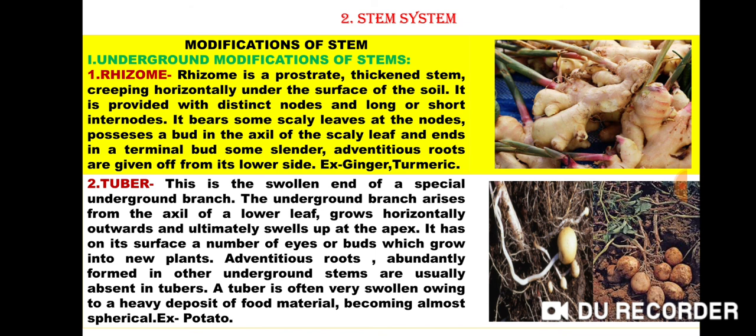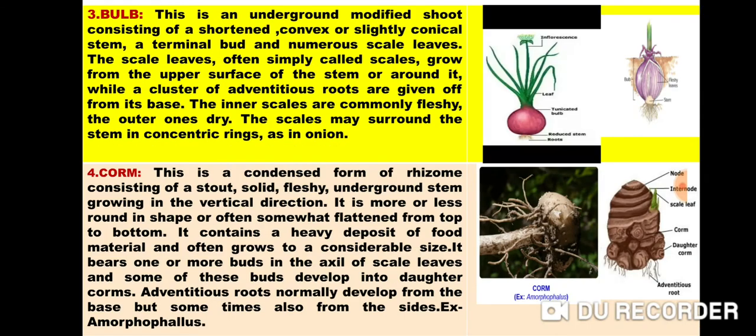Adventitious roots, abundantly formed in other underground stems, are usually absent in tubers. A tuber is often very swollen, owing to a heavy deposit of food material, becoming almost spherical. The best example is potato.